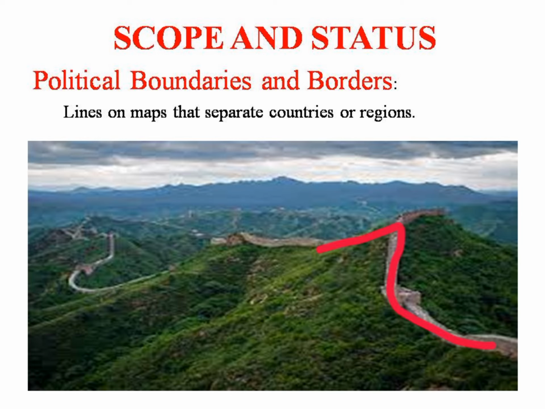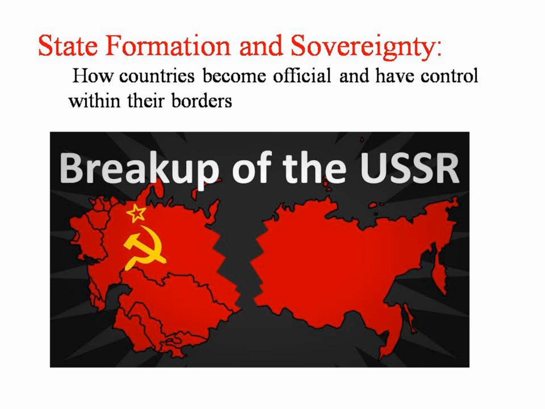For example, remember the Great Wall of China. It was built to keep out invaders and show how borders can be really important. State formation and sovereignty. This part looks at how countries become official and independent. We learn about why other countries agree to recognize them and how they run things inside their own borders. For example, when the Soviet Union broke up in 1991, it led to many new countries. Political geography helps us see how this happened and why it matters.